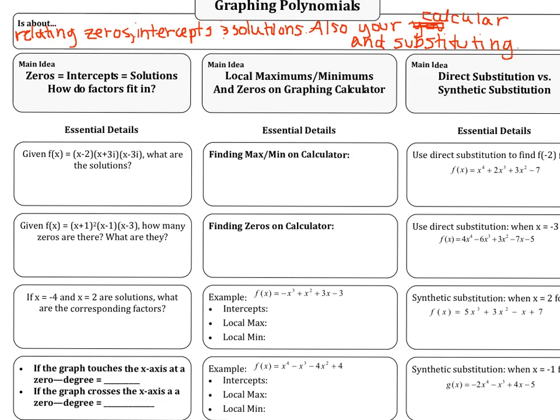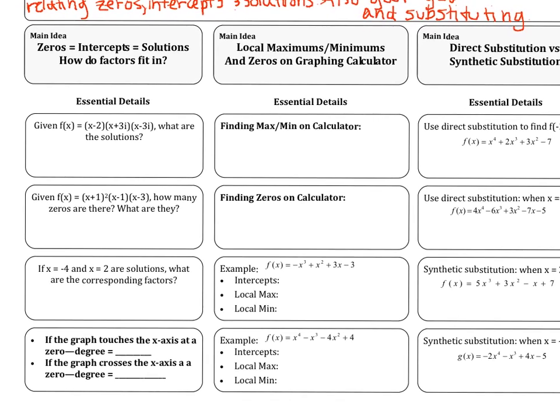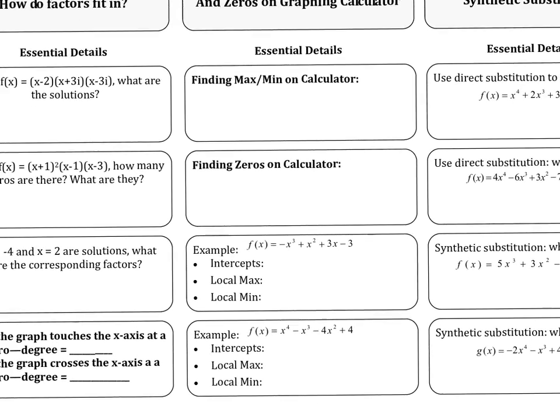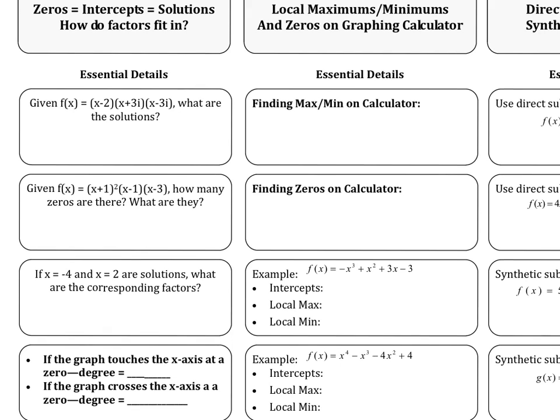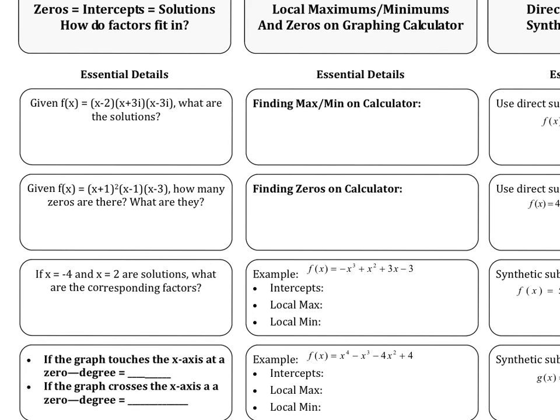So let's look at the first column. First column's zeros, intercepts, and solutions. They're all equal to each other. They really mean about the same thing. So let's look at how they are related. So our first one here is given that f of x equals this function right here.